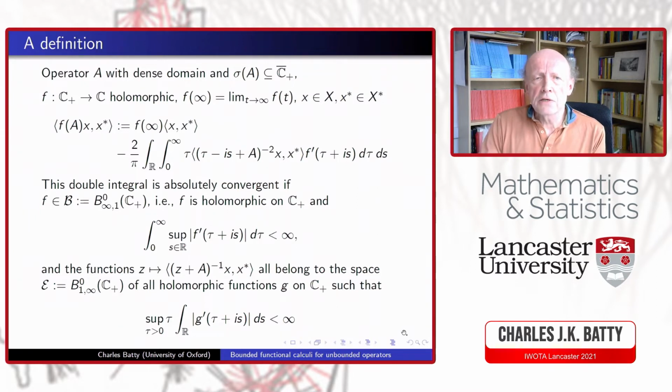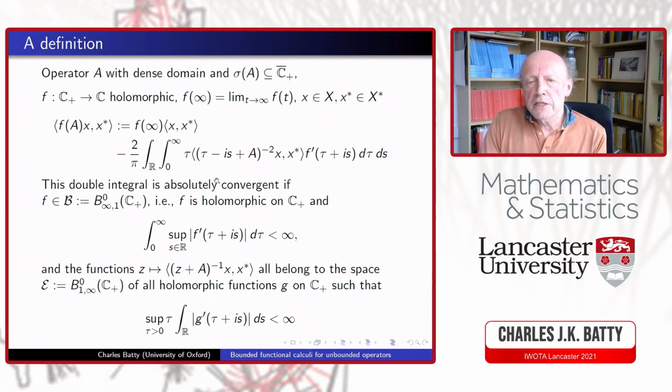So let's now make this into a definition. Suppose we have an operator with dense domain and spectrum contained in the closed right half plane. Suppose we have a function f on the open right half plane and suppose that f of infinity is equal to the limit of f of t as t goes to infinity. Throw in an x and an x star and write down this formula here as a definition of this notation on the left-hand side.